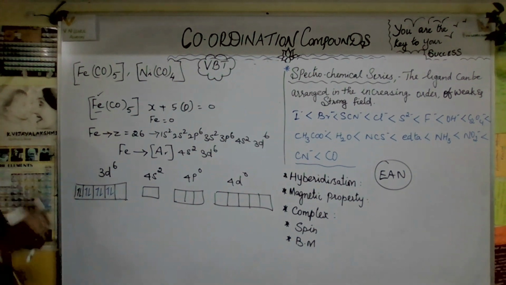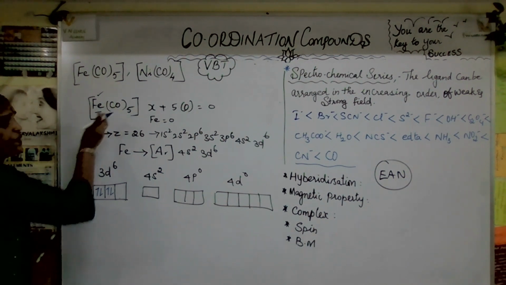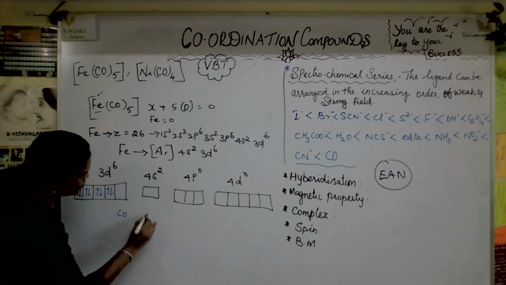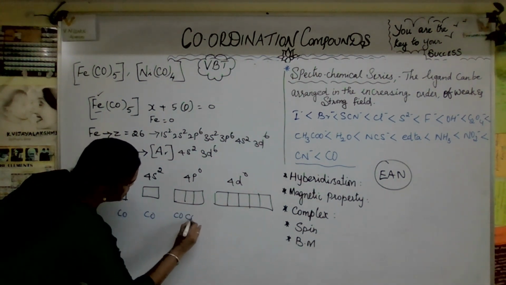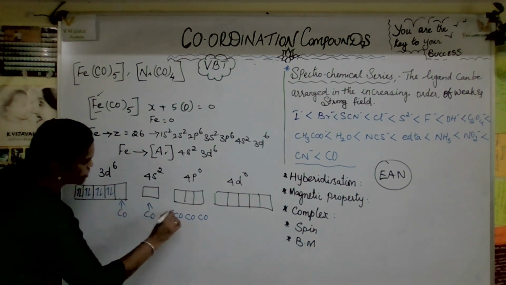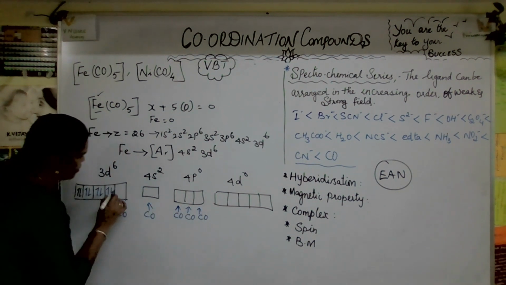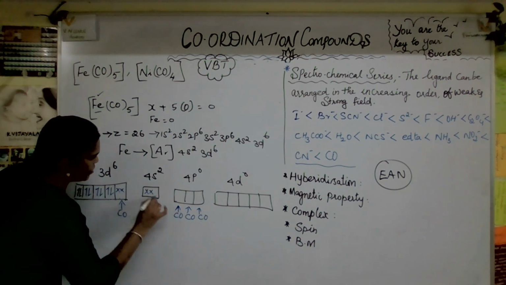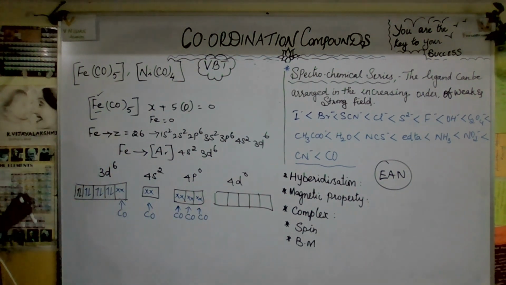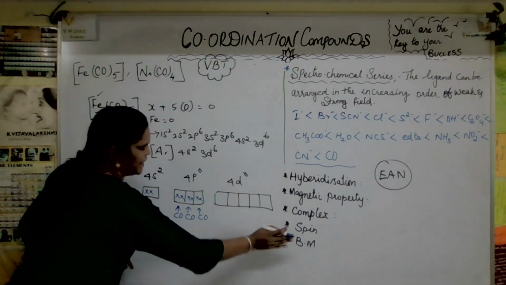Now how many empty orbitals are there? According to the coordination number, we have to fill 5. That means CO, CO, CO, CO, and CO, five in total. Each ligand donates a pair of electrons, sharing its electrons. Now we can easily identify the properties of this.